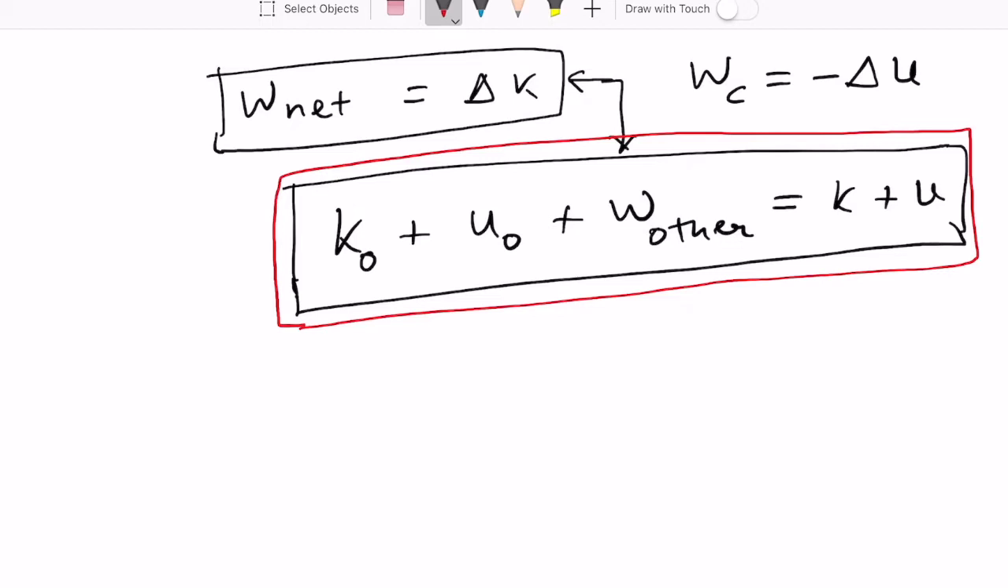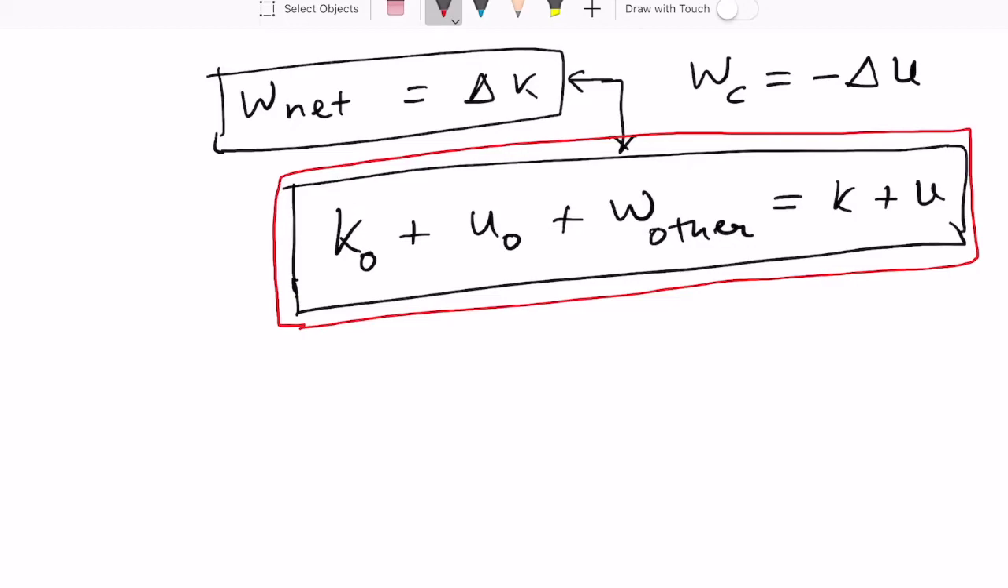So we're going to first start with some examples of applying this equation. After looking at some easy examples, I'll show you a few examples where you have to apply this equation in conjunction with Newton's second law. So we'll look at some of those examples as well.